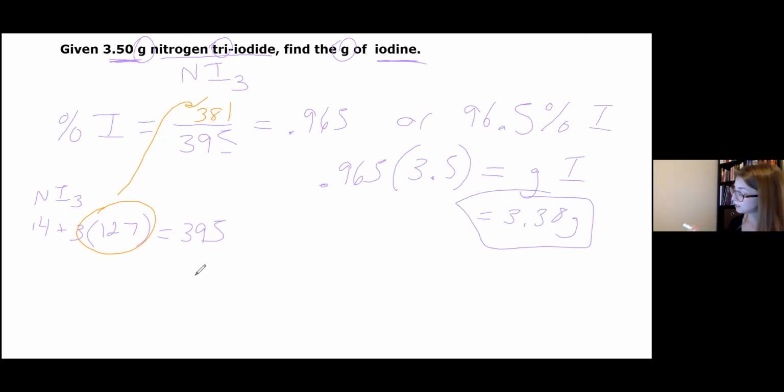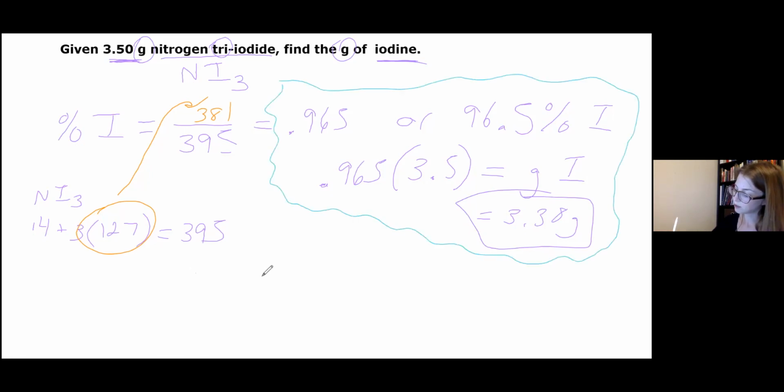An alternative way of doing this is, instead of doing what I just boxed in blue there, as soon as you have the ratio set up of the molecular weight of all the iodines over the total molecular weight, you can look for the grams of iodine by putting it over the 3.5 grams of the total. Mathematically, this ends up being the same thing. We cross multiply to solve for x, and you would also get 3.38.